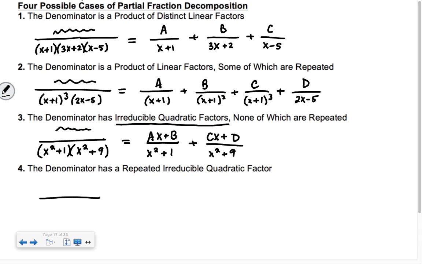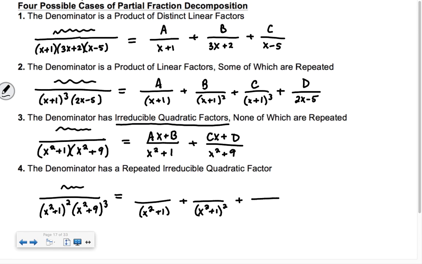All right, so what if it has repeated irreducible quadratics? So if it had x squared plus 1 squared, or x squared plus 9 cubed, those are the annoying ones, right? How many denominators do you think we're going to have? We're going to have 5 fractions. So it's going to be x squared plus 1, and then x squared plus 1 squared, and then x squared plus 9, and then x squared plus 9 squared, and then x squared plus 9 cubed.